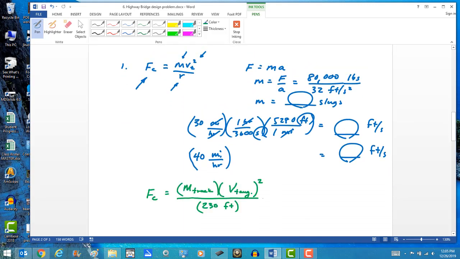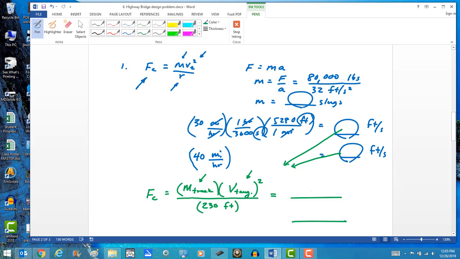And so I'll change colors here to keep from getting messed up. So the mass of the truck goes right there in slugs. The tangential velocity, which is just the velocity in the problem, which we just calculated here and here, goes there. And don't forget to square that term. The 230 feet goes in the denominator, and you end up getting the force, the centrifugal force in pounds acting sideways on the bridge for both speeds.